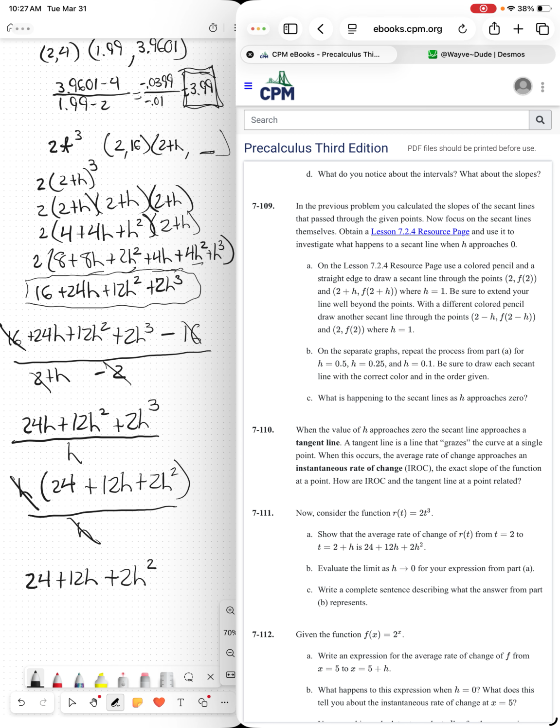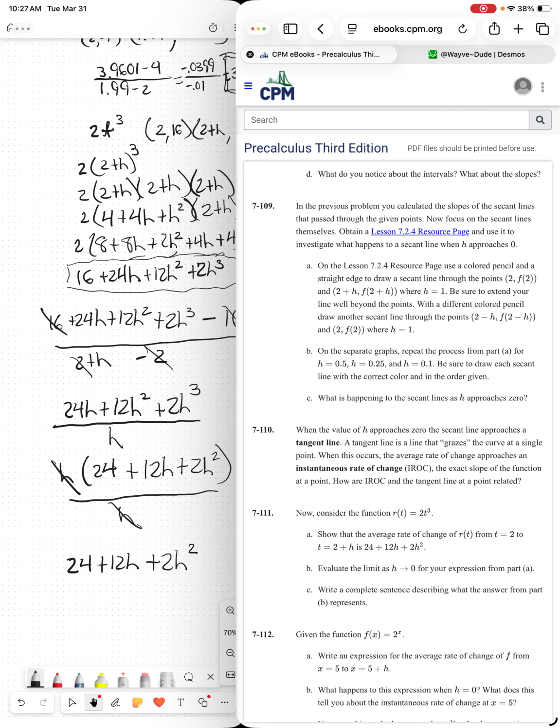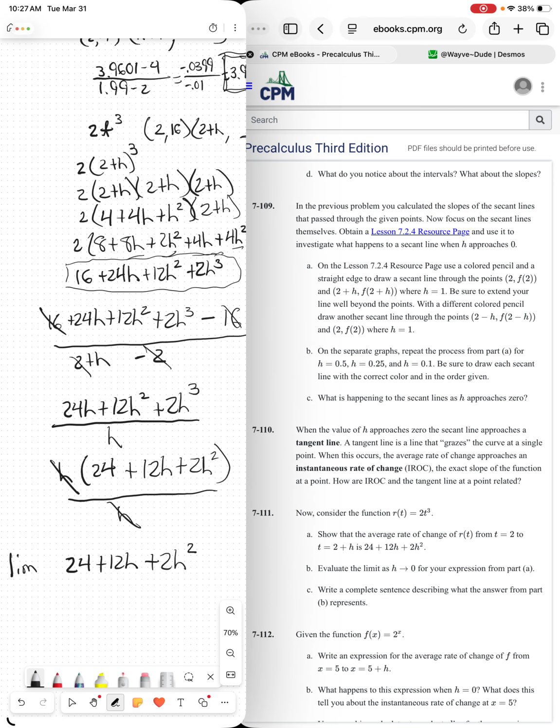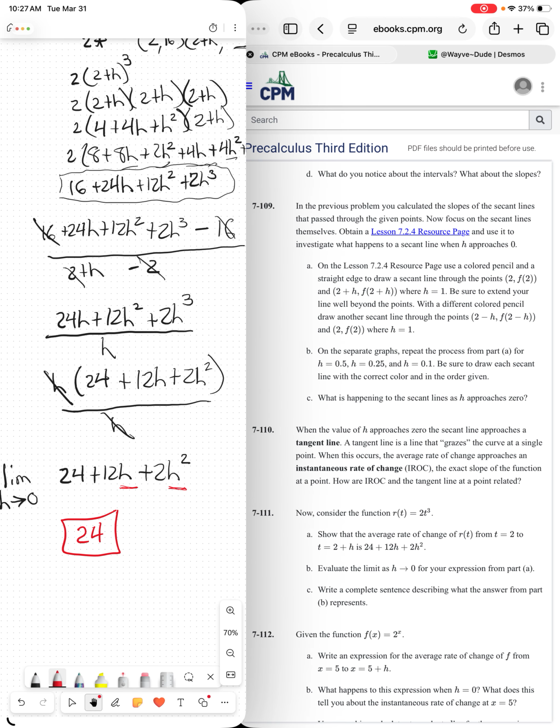We just did. Now, we're going to take this new term and evaluate a limit as h approaches 0. Well, if that's the case, you're just plugging in 0 for h, right? And you get 24. So our instantaneous rate of change is 24 at 2. Okay?